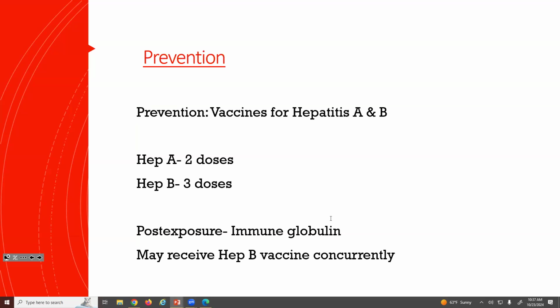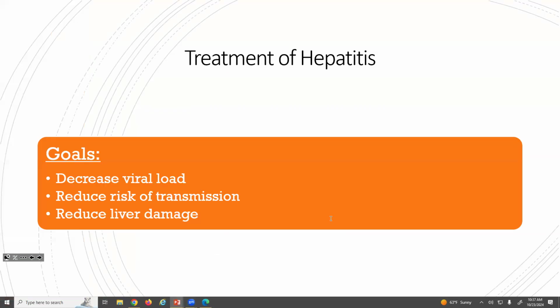Immunities are tough. So treatment, what do we want to do? We want to decrease that viral load. Like I said, the amount of exposure and how much of the actual virus that you're getting, right? Your viral load, we want to decrease that. Reducing the risk of transmission, right? So if you know a patient has hepatitis B, you better be doing all your standard precautions, right? And then reducing liver damage overall.